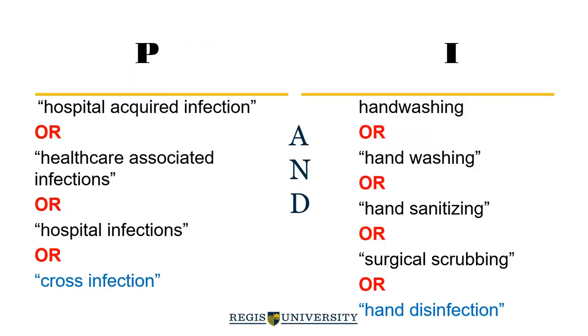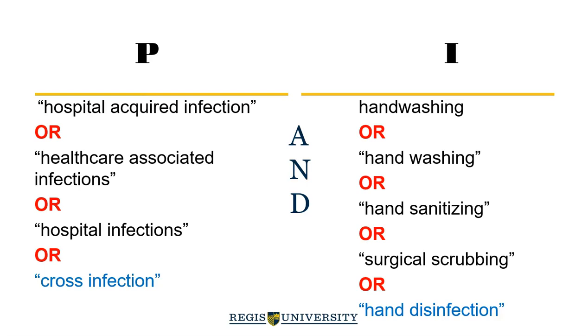First off, I break out my P and I and consider the synonyms I might use. And those examples are here. And this is just through brainstorming. I want to point out on the right side, under the intervention, hand washing can be treated as one word or two words, so that's something to consider sometimes. You'll also note the blue terms at the very bottom of each column. Those were found by looking at the subject headings for some articles. So rather than using them as subject headings, I simply added those as keywords.